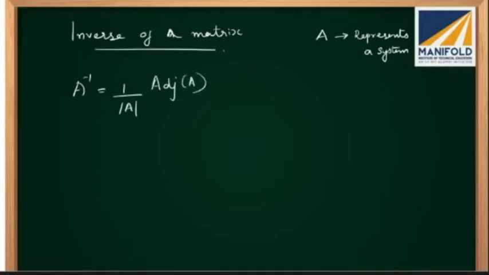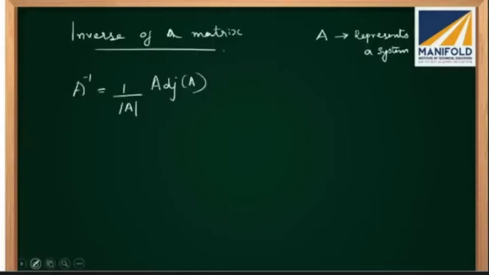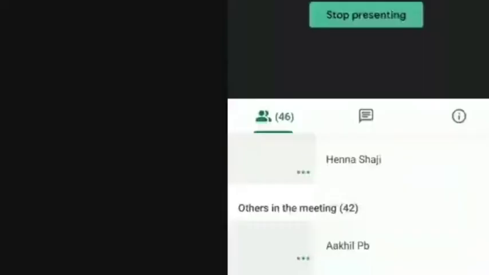Now, what is adjoint of A? How do you evaluate adjoint of A? Let us see adjoint of A. Adjoint of A is the transpose of the cofactor matrix.